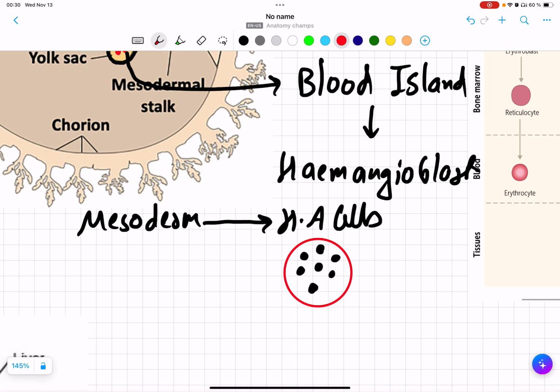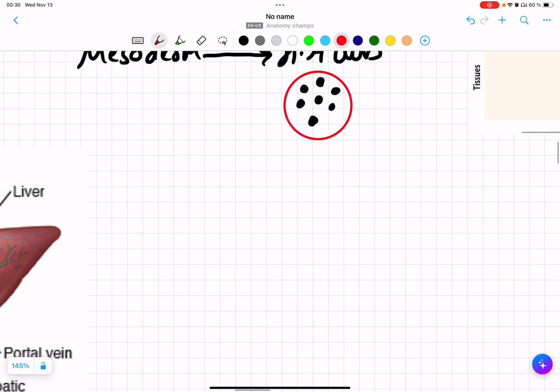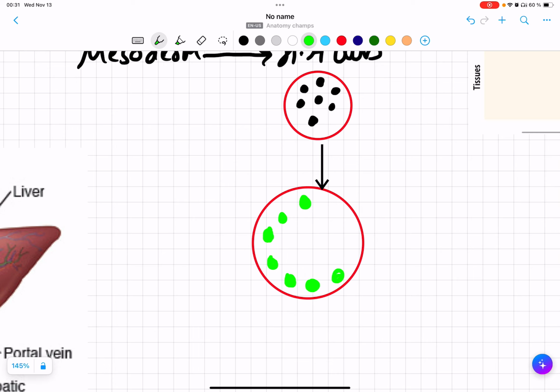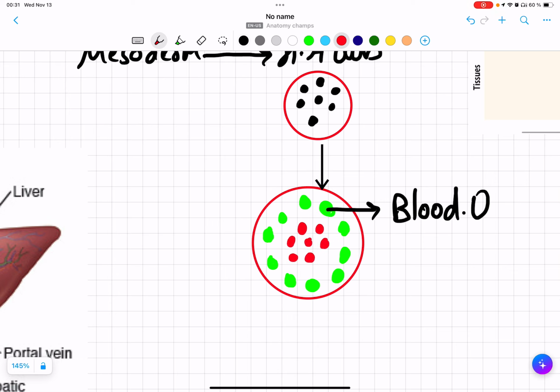Good. So, after we have made this cluster, this cluster will be differentiated. If this is our blood island, the hemangioblast cells present at the periphery will give rise to our blood vessels, and those hemangioblasts present in the center will give rise to blood cells. Don't worry, I will make you remember it.